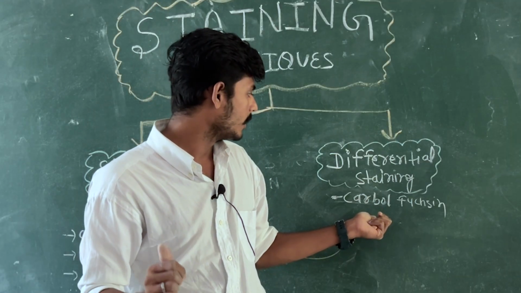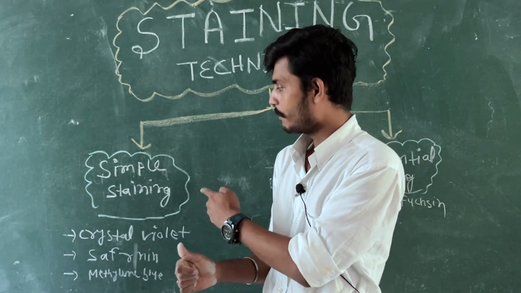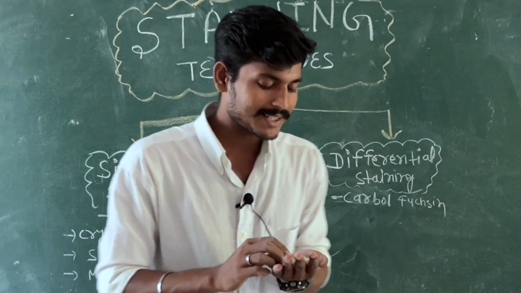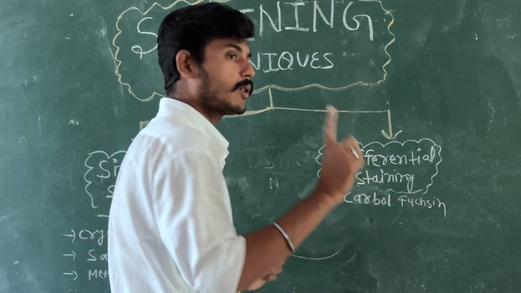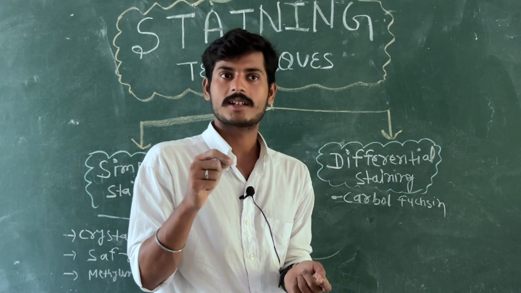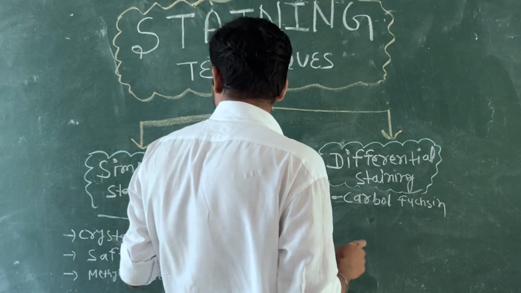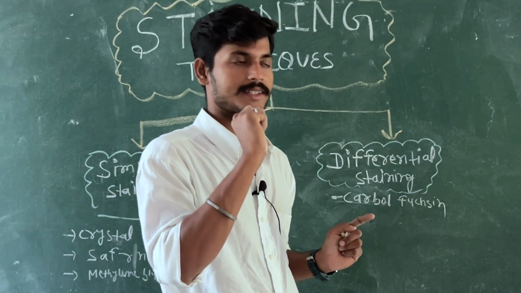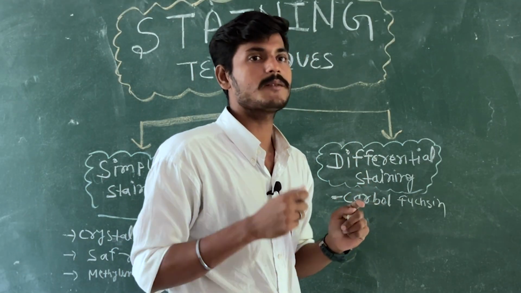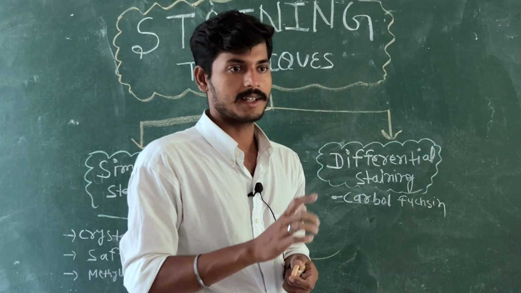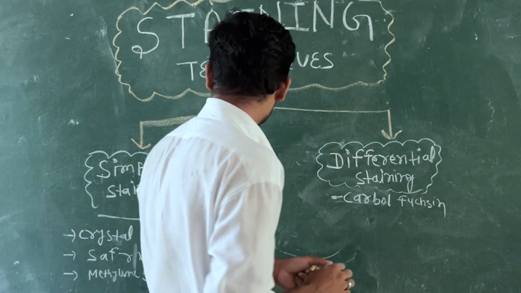Okay. Fine. So first is the simple staining. Another one is the differential staining. The thing is, in the simple staining, we are using one stain. Stain is the chemical. So we are using one stain in the simple staining. In the differential staining, we are using multiple stains. That is the first difference.